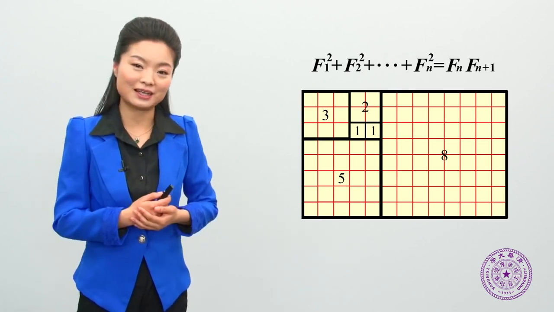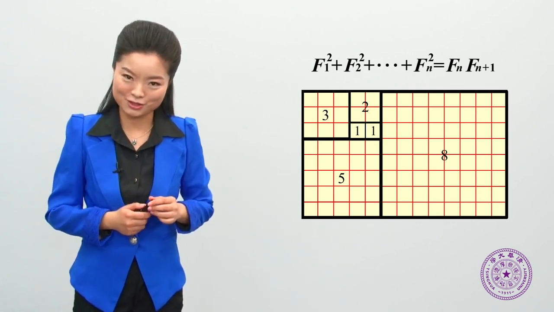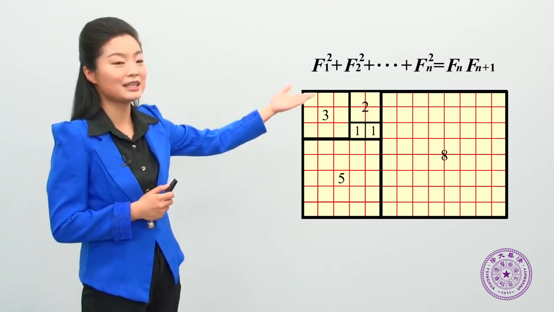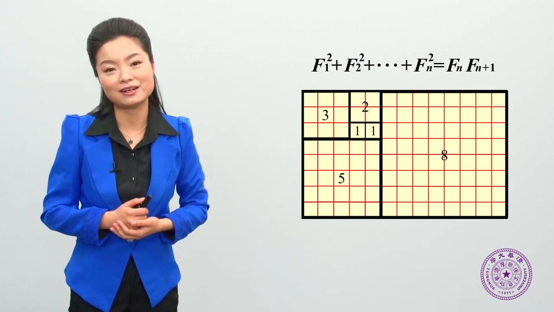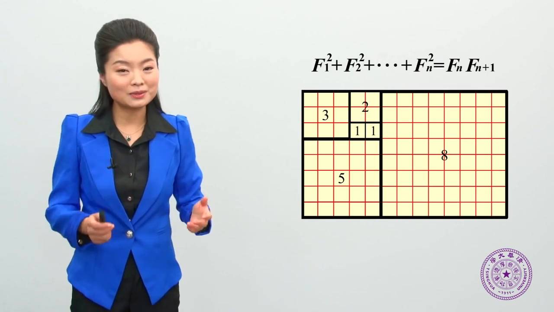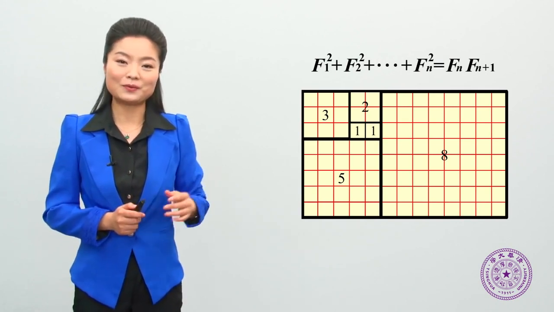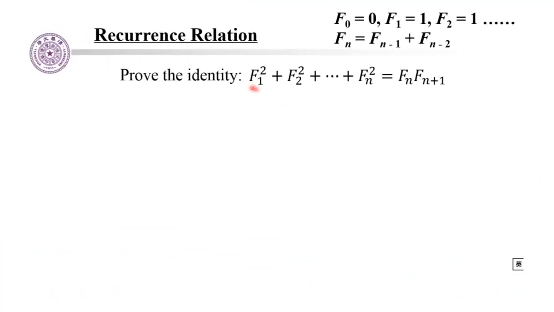Actually, if you are searching on the internet, you'd find that there is a lot of information about proofs without words. We just used a proof without words for a Fibonacci identity. So we might think, is there a proof with words? Could we prove it by logical deduction? Let's analyze it carefully. Let's prove the identity that f1 squared plus f2 squared plus up to fn squared is equal to the product of adjacent Fibonacci numbers, fn times fn plus 1.